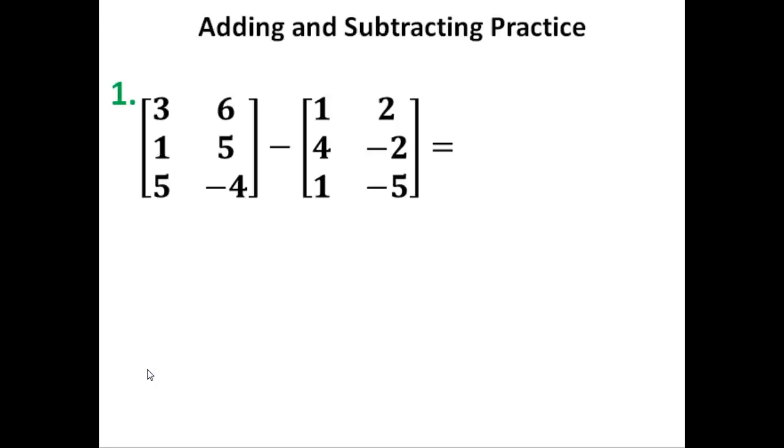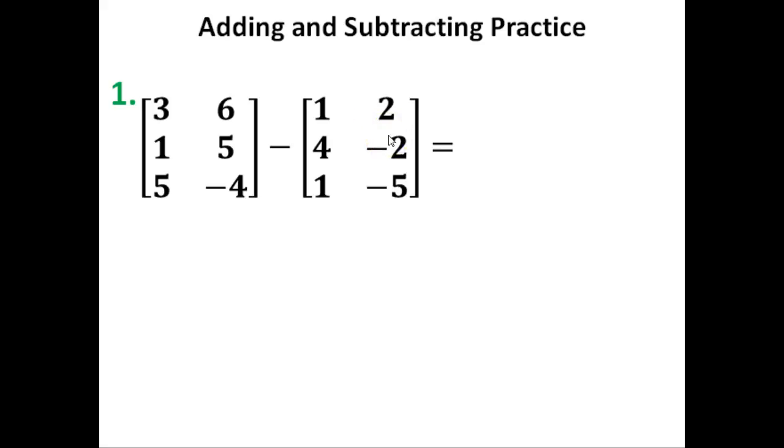With this one, we are subtracting these two matrices, I should say. And the key that we're doing when we subtract these two, you notice how this is 3 rows and 2 columns. So this is a 3 by 2 matrix, and this one's a 3 by 2 matrix, and they have to be the same in order to add them.